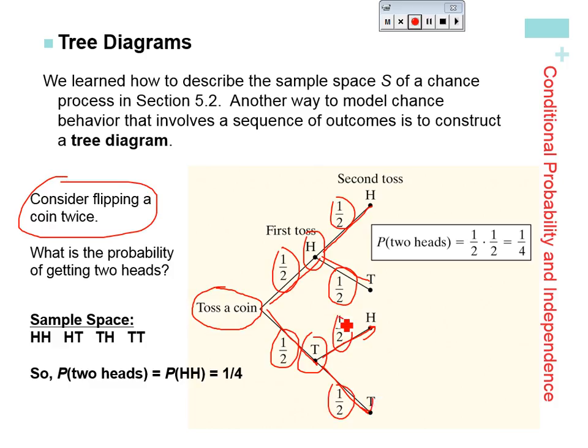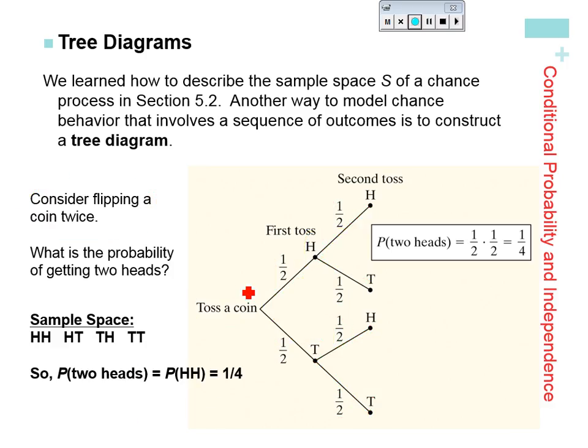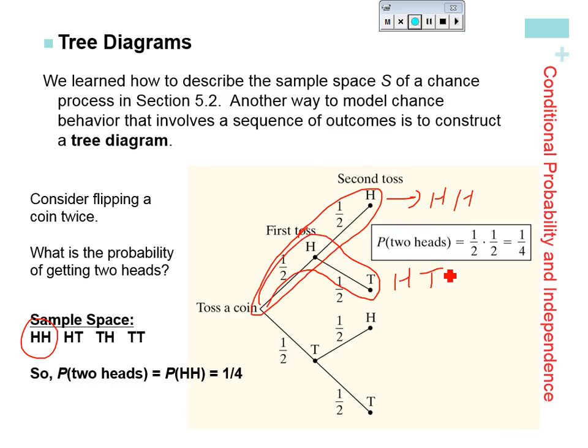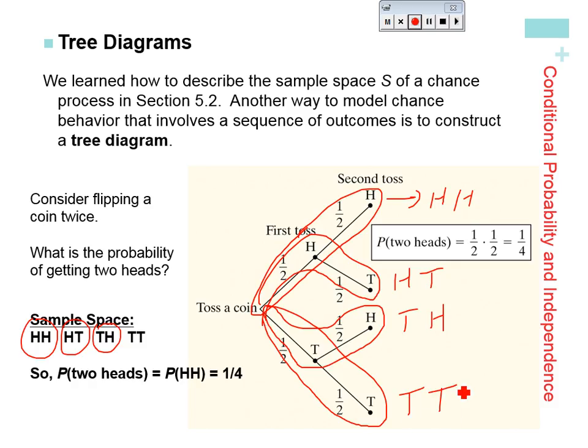So what a tree diagram represents here, let me clean this up. This right here represents getting heads and then heads again, which is this right here. Then this right here would be representing getting heads and then tails, which is what this is here. And then this part of the diagram would be getting tails and then heads, which is what this is here. And finally, this part of the diagram would be getting tails twice, which is this here.